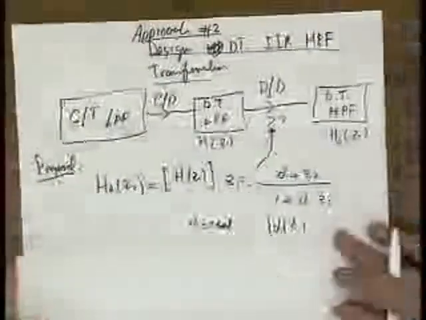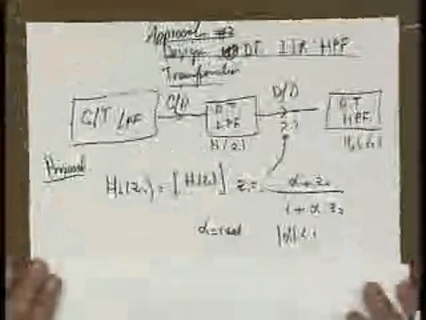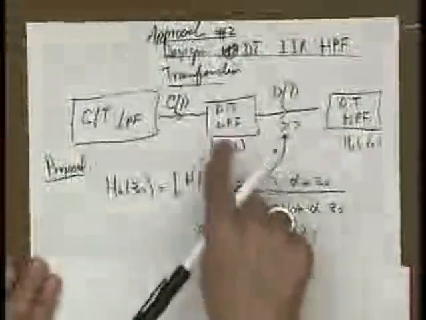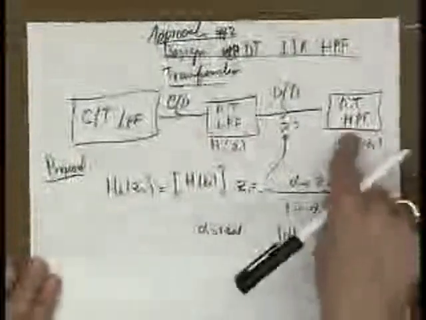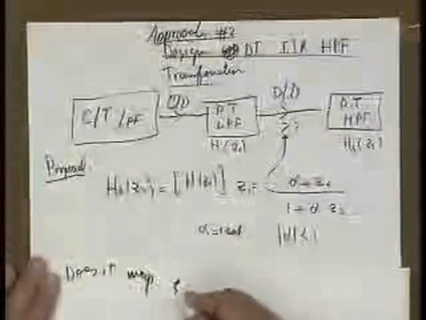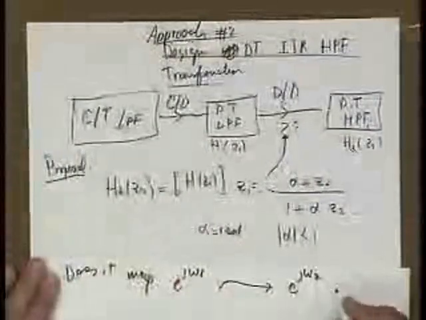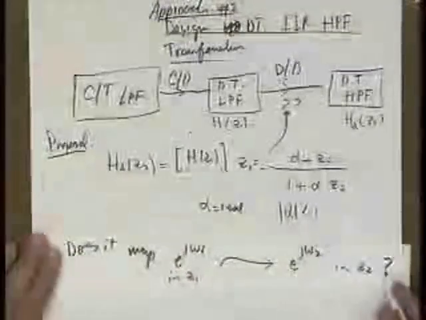So the usual set of questions come up. Does it map, so this is now a discrete to discrete transformation, the unit circle in the z1 domain to the unit circle in the z2 domain? So does it map e to the j omega 1 onto e to the j omega 2 in the z2 plane? This is in z1 and this is in z2.